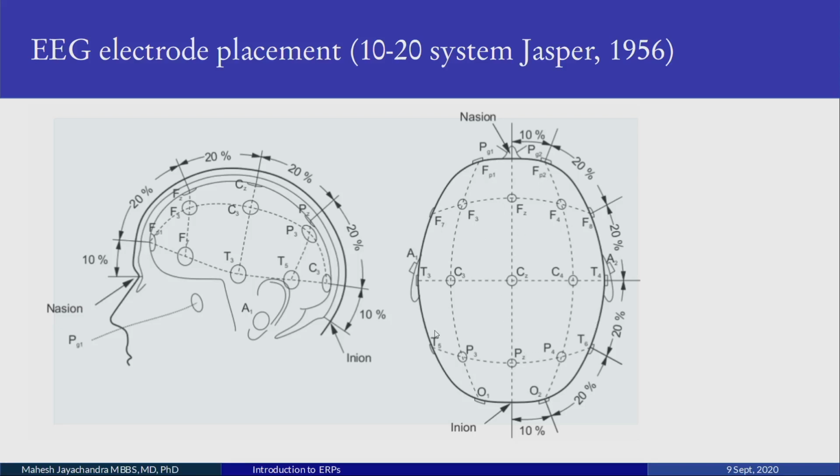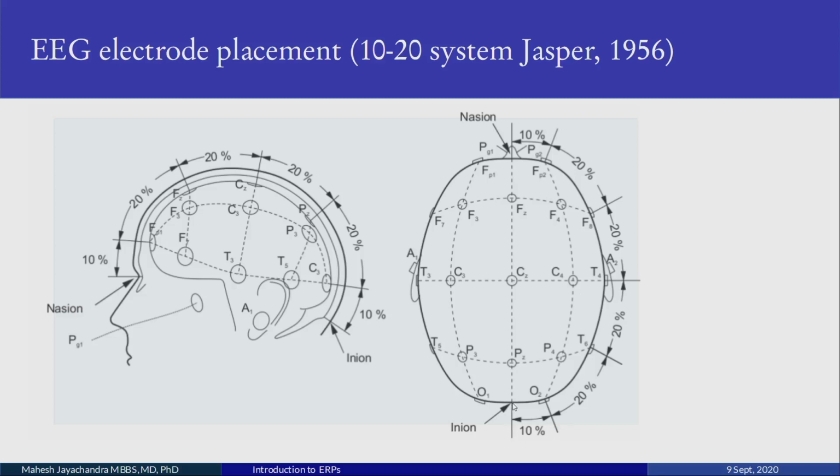Behind you have the parietal electrodes, and right behind you have the occipital electrodes. So the convention is that on the left side we have odd numbers, on the right side we have even numbers, and the central electrodes have a subscript of Z. So you have PZ, which is the central line parietal electrode.